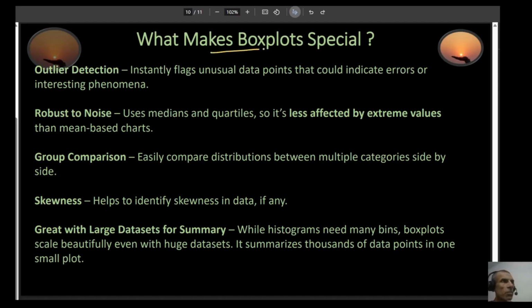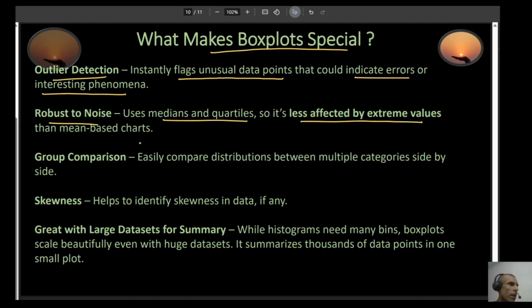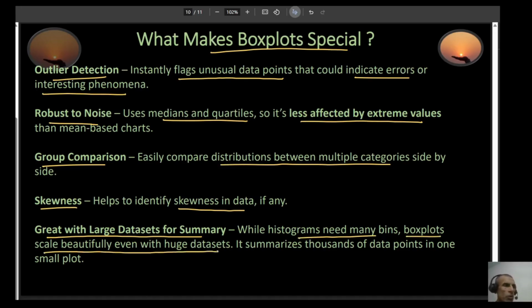So, what makes box plot special? Number one, outlier detection. They can instantly flag unusual data points that could indicate errors or interesting phenomena. They are robust to noise. They use medians and quartiles, so they are less affected by extreme values. Group comparison: we saw that using our iris dataset, you can compare distributions between multiple categories. Skewness: we were able to identify left skew, right skew, or zero skew, which is your normal distribution. And they're great for larger data sets. Histograms need many bins, while box plots scale very beautifully even with a huge data set. It summarizes thousands of data points in one small plot.